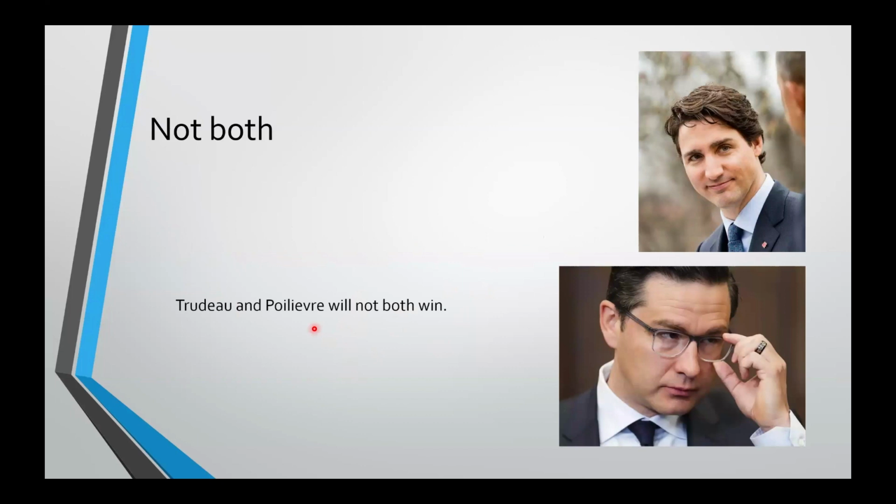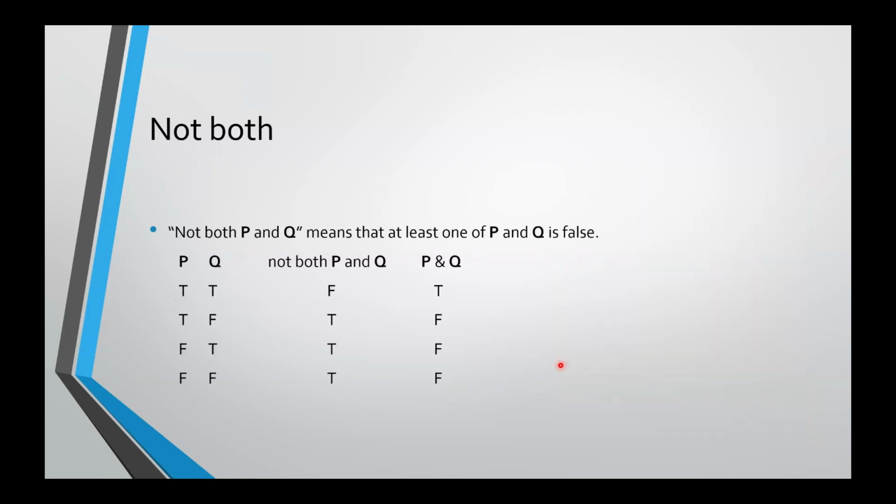So for example, Trudeau and Poilievre will not both win. That's Trudeau. You've seen him already. This is Pierre Poilievre. He's the leader of the Conservative Party. He used to wear glasses, but now he stopped wearing glasses in order to look less nerdy. As a logic instructor, I have to strenuously object to somebody trying to look less nerdy. We're very firmly opposed to that in this discipline.